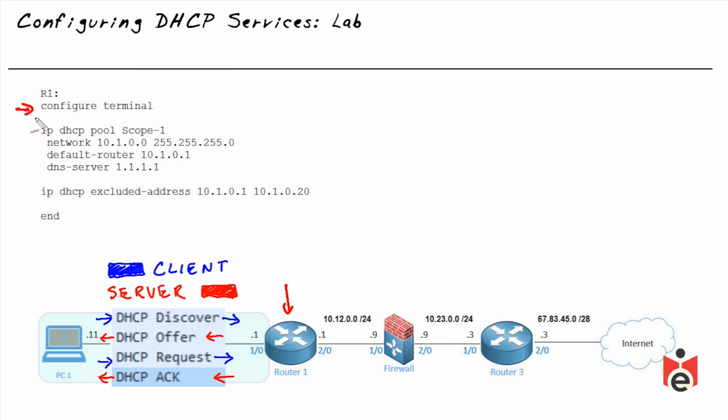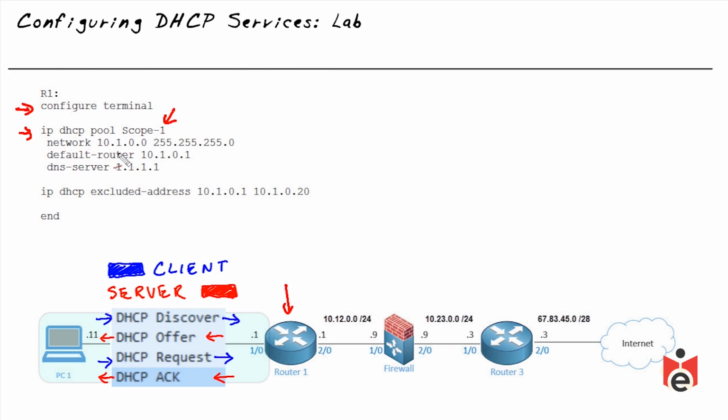We'd enter configuration mode with configure terminal or config t, and then we'd use the command ip dhcp pool, and then the name of the pool that we want to create. In our lab, let's go ahead and create a pool called scope-1. And when we press enter, it's going to take us into configuration mode for that pool. And then we can specify the details.